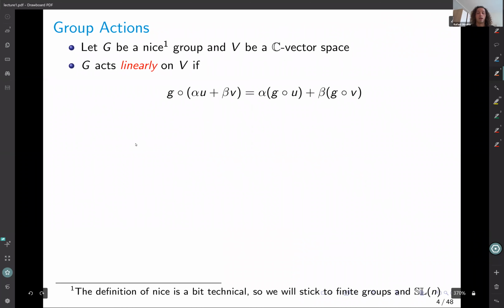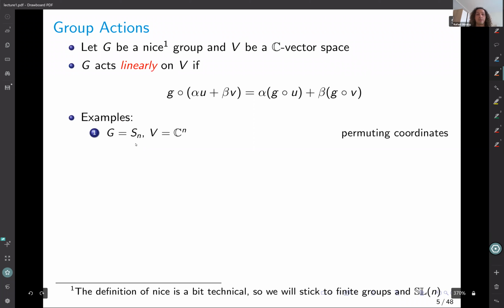Okay, and now what is a group action? Well, we say that a group G acts linearly on this vector space V if the action of G respects, commutes with, the linearity of the vector space, right? So if I have g here as an element of the group, and this circle here just means that g is acting on a vector v, an element of the vector space V, then it just means that this action commutes with the linearity on V, okay? So it means that those two sides are the same.